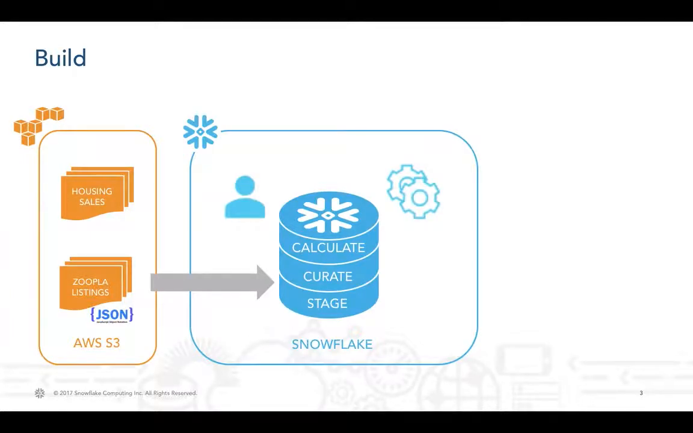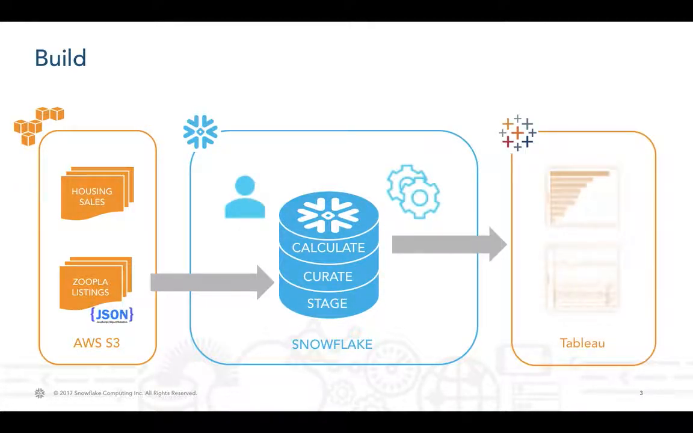So the build itself today, we have an S3 bucket. We have that ONS data from the ONS website sitting in our S3 bucket in Amazon. We also have our Zoopla API JSON data pushed into the bucket as well. We're going to load that into our Snowflake platform and set up a few schemas to curate and manage that data. And finally, we're going to visualize that in Tableau.